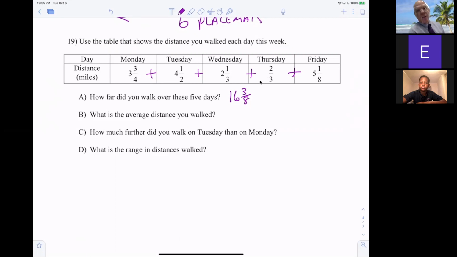Listen, the point of the lesson is to teach you how to use a calculator. I wanted you to use the calculator. Do you have a calculator? Yes. I taught you last week how to add, subtract, multiply, divide. This week, I'm teaching you how to use the calculator. So I want you to always use the calculator on tomorrow's test. You're allowed to do that. Okay, so double check that. 16 and 3/8. Okay, so now I need the average distance that you would walk.